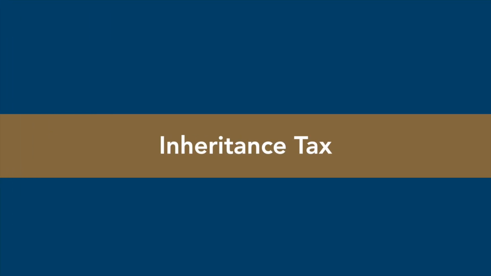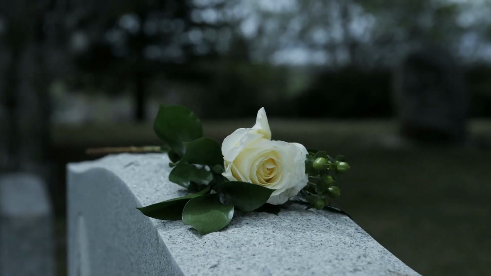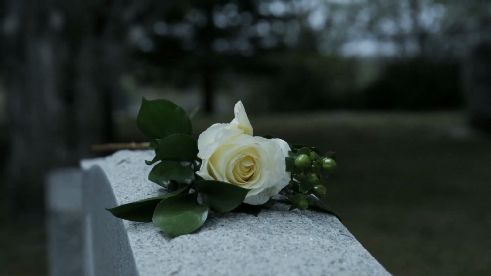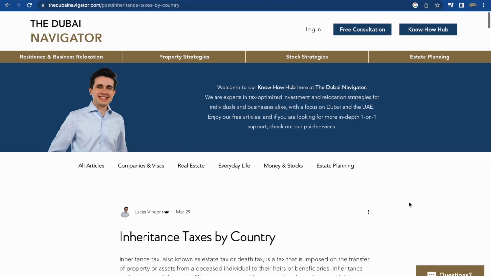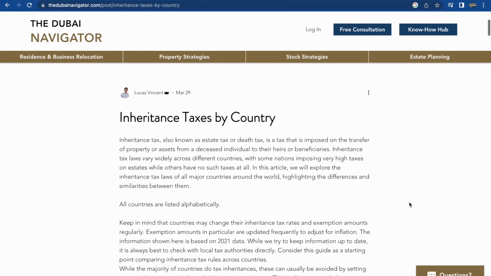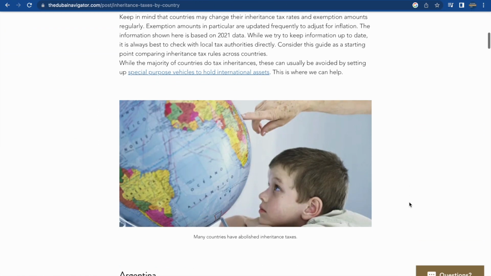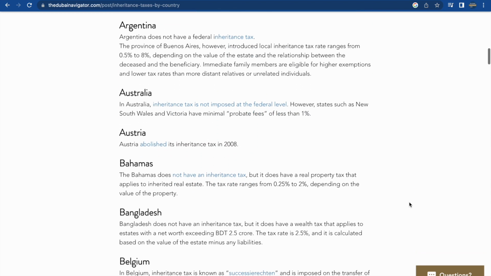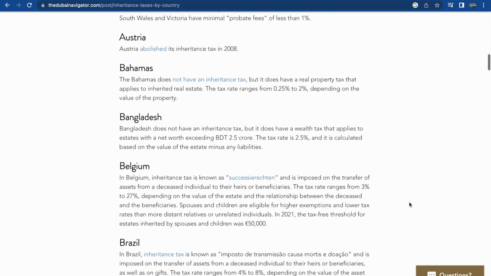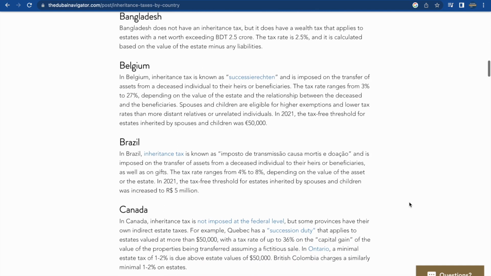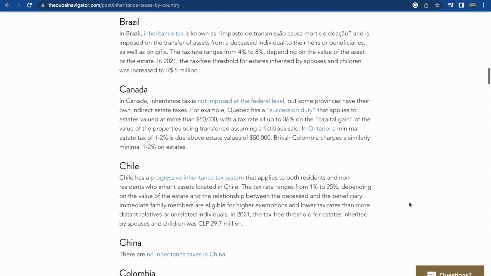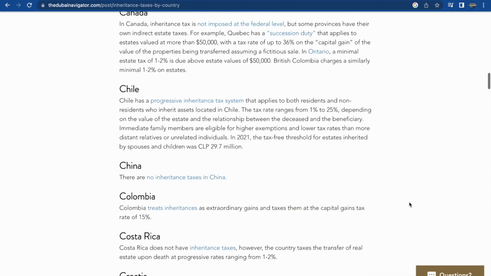Inheritance tax. This tax is charged on the estate of a deceased individual. Inheritance tax rates and thresholds vary across countries, and some countries have double taxation agreements to prevent tax liabilities in more than one country. If you have existing stock or property investments located in a country with inheritance taxes and relocate to the UAE, you will continue to have to pay inheritance taxes in your home country or the countries in which you own those assets.